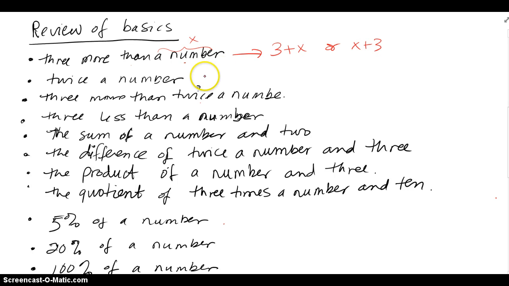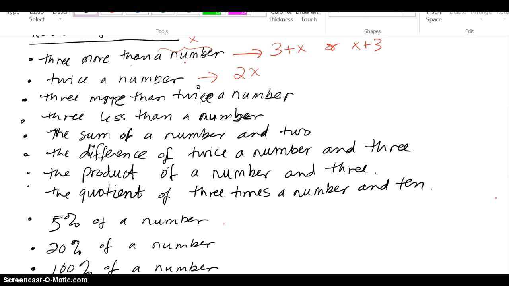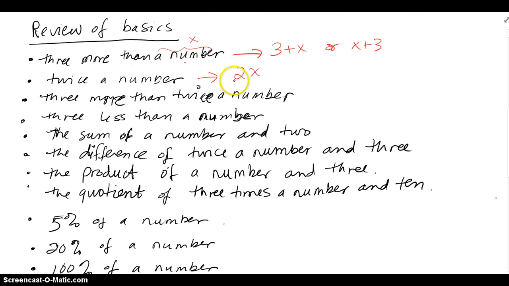Next one says twice a number, so if we translate that into a mathematical symbol, that would just be 2 times a number, twice a number. Next one says twice a number, and this one is 3 more than. So it says 3 more than twice a number, and if we translate that into a mathematical symbol, it'd be 2x plus 3, or again, since the order in which we add doesn't matter, 3 plus 2x.